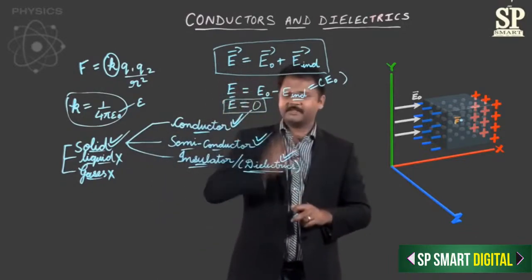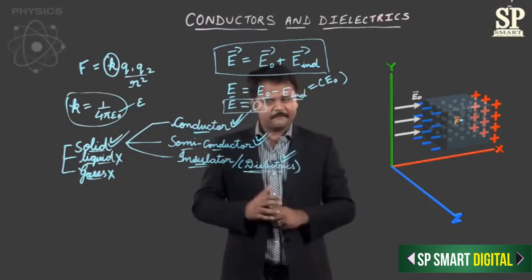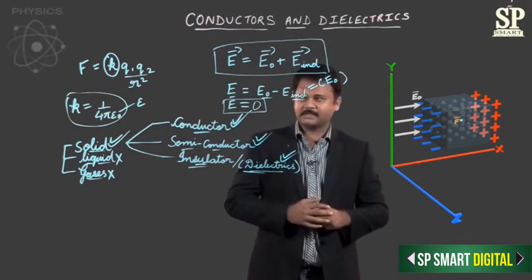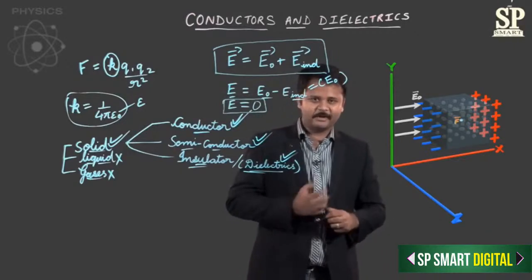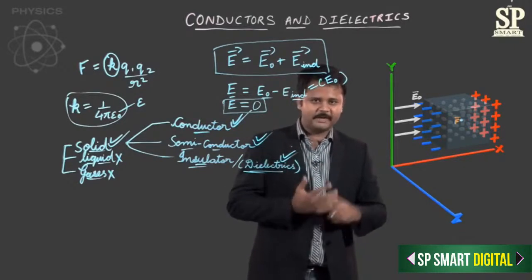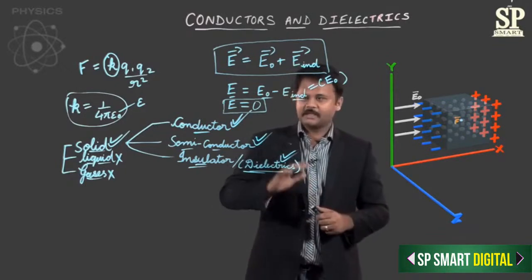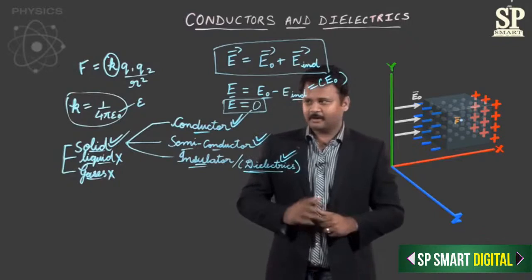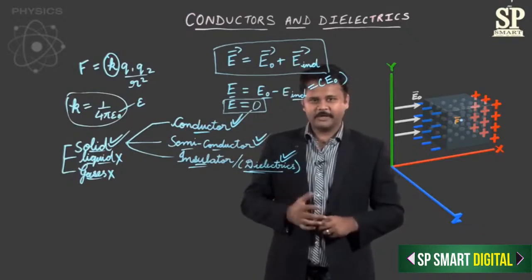I will repeat the statement. For a conductor, whenever it is subjected to any external field, there is an induced electric field due to the alignment of electrons in different phases, and as such, the resultant electric field at any particular point of the conductor becomes equal to 0.